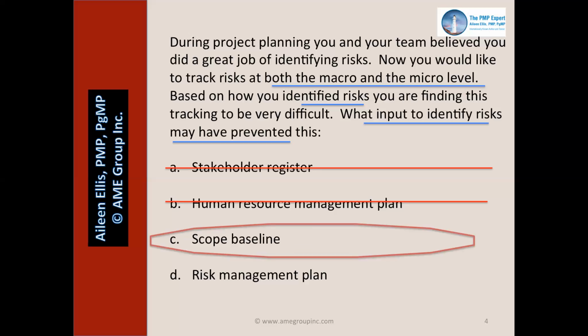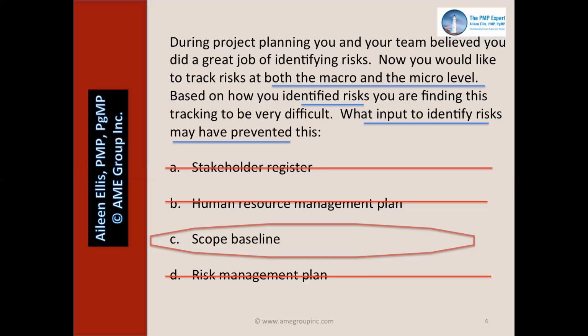Scope baseline, I believe, is the best answer. When I think about the scope baseline, I think about the approved scope statement, the work breakdown structure, and the work breakdown structure dictionary. I'm going to focus on the work breakdown structure. At the control account level, I could track my risks at a macro level. At the work package level, I could track my risks at a micro level. I'm thinking this is the best answer.